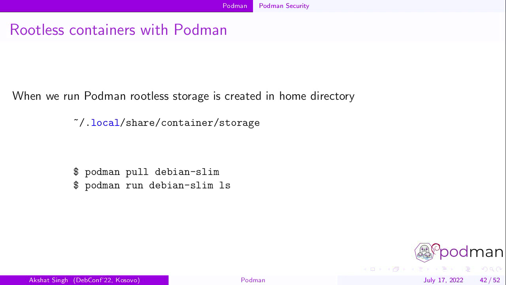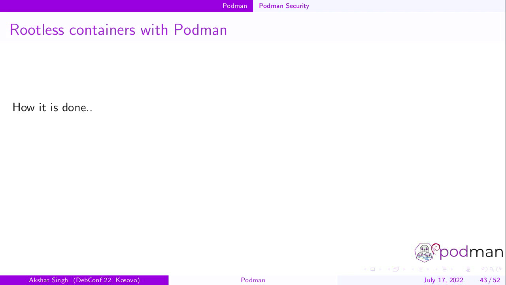When we run Podman rootless, the storage is created in our home directory, not in /var/lib as with Docker. It will be in our local home directory, and we can simply pull the image and run the container, so no root is needed for that.